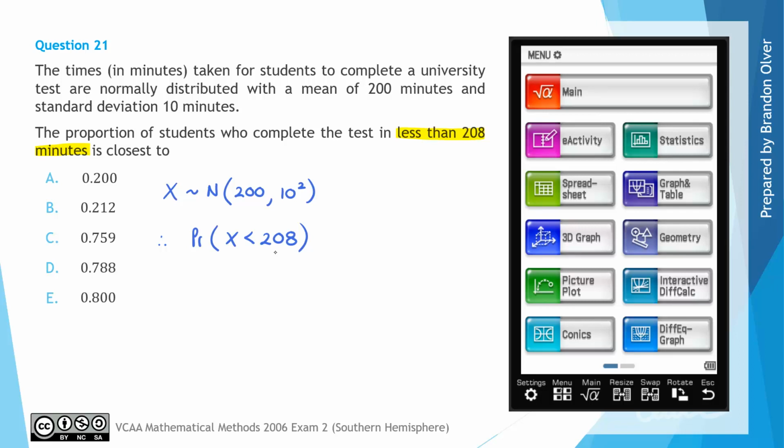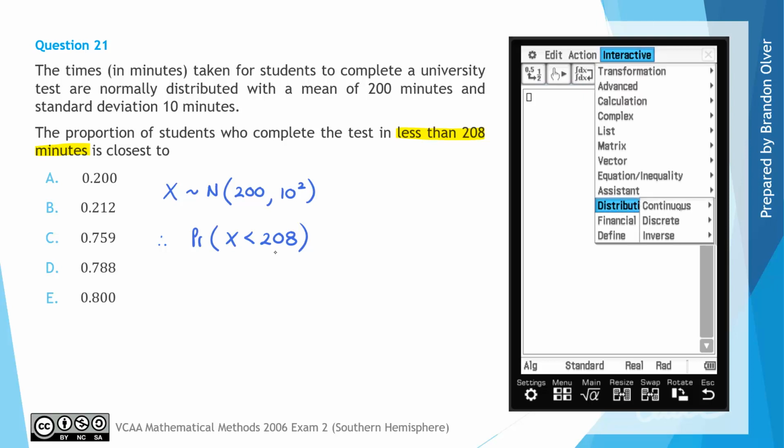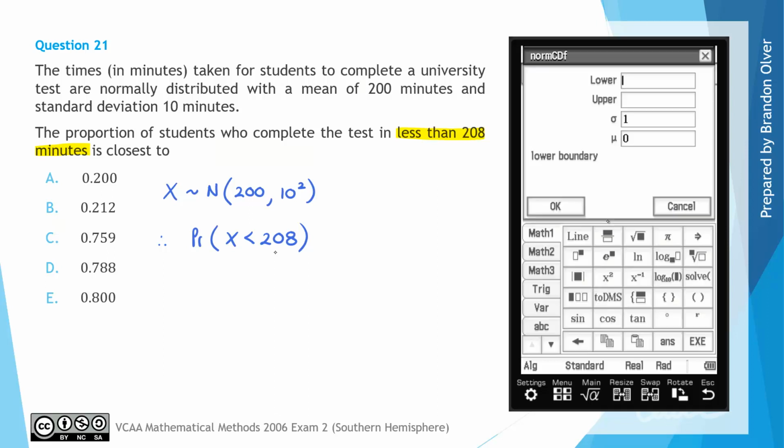On the CAS calculator, go into the main menu. Next, we want to find the command that is for the normal cumulative distribution function. So we go interactive, distribution, and it's under continuous, and we want norm CDF. So for this question, it asks about being less than 208 minutes. So that's going to be the upper bound. And the lower bound is going to be negative infinity.